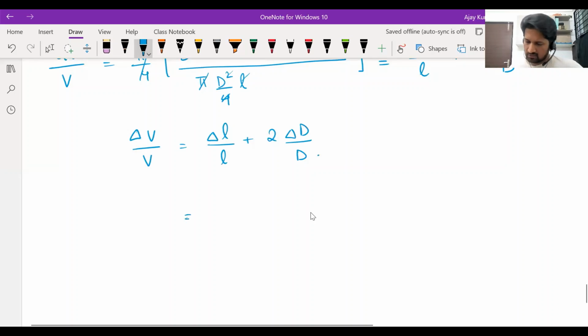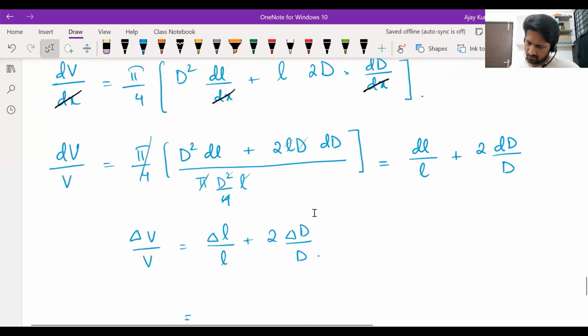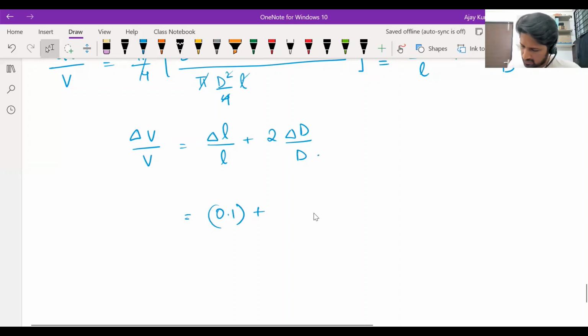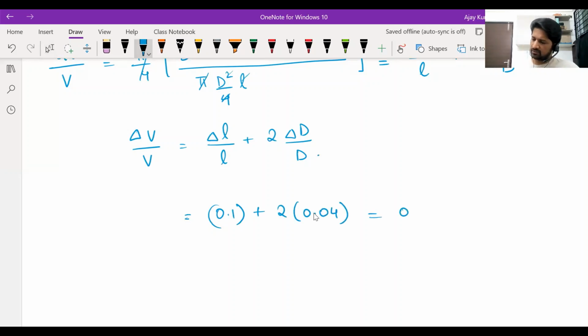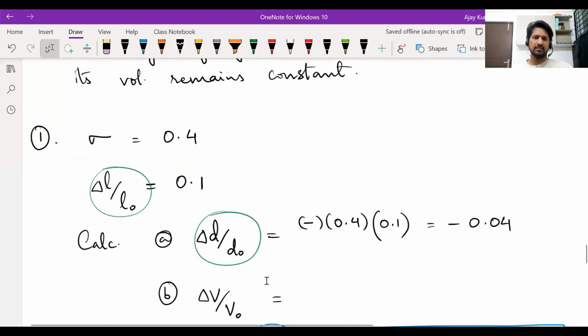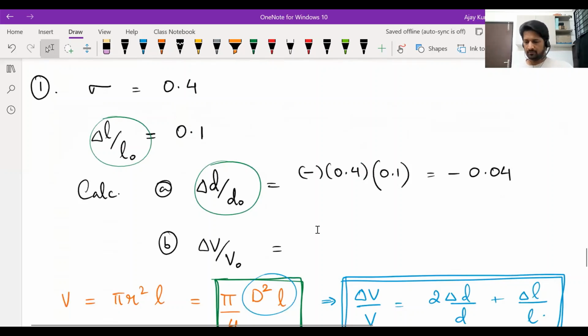So in this problem, the relative change in length was given to you as 0.1, plus 2 times the relative change in diameter. We derived it as 0.04, so 2 times 0.04 is 0.08. Effectively it becomes 0.18. That is the relative change in volume of the cylinder, based on its Poisson ratio and the relative change in length that you created. So if sigma, the Poisson ratio, is given, and the change in length is given, you can find out the change in diameter, and hence the change in volume.